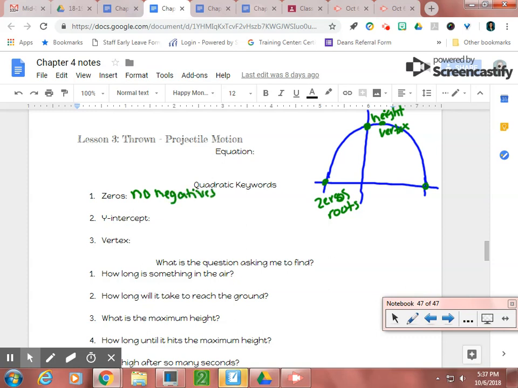Then the questions that you're going to ask yourself are, when will it hit the ground? And your other question should be, how long was it in the air? So those are going to be the two types of questions, where you're finding the zeros. Your y-intercept is going to be, how high did it start?